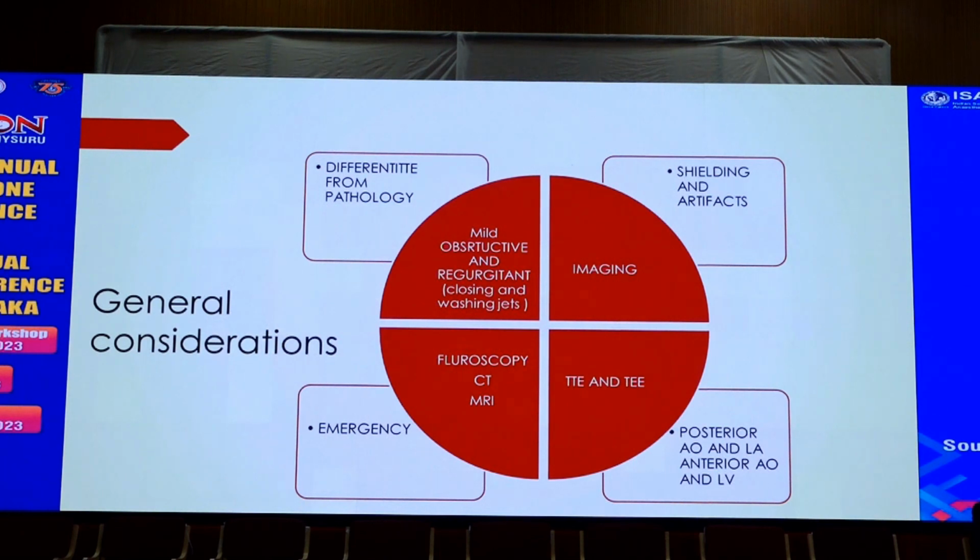Basically, all prosthetic heart valves are mildly obstructive and regurgitant. So we have to always try to rule out whether it's pathological, and imaging is very difficult because of the artifacts and shielding. So we need multiple angles and off-view angles to assess the valve. And importantly, we should also do transthoracic as well as transesophageal echo to have a comprehensive idea about the prosthetic valve. And there is a role of fluoroscopy, CT and MRI in case of emergency.